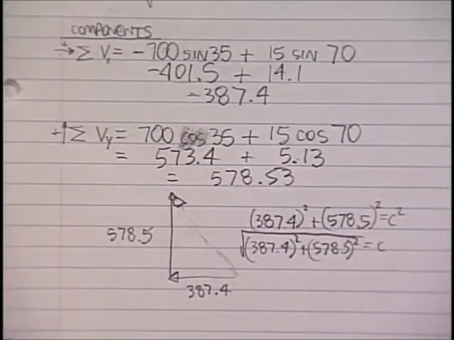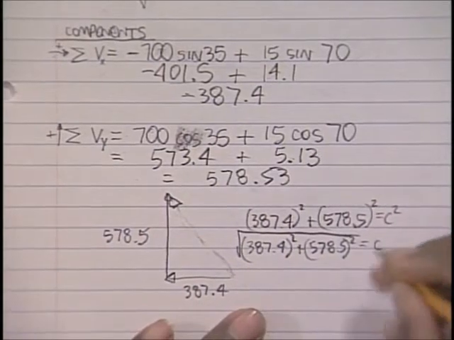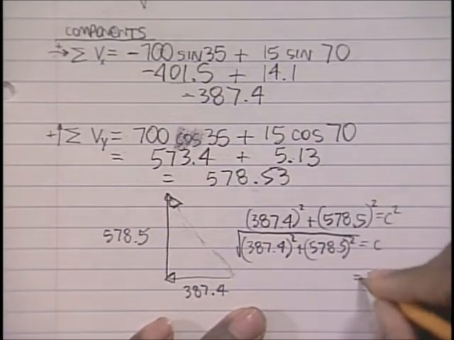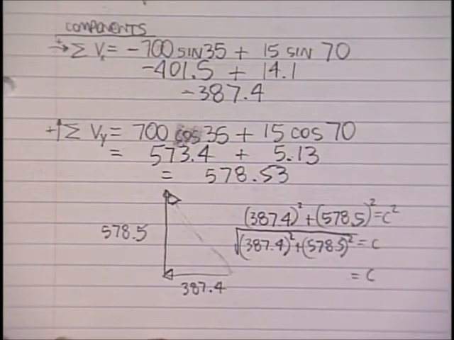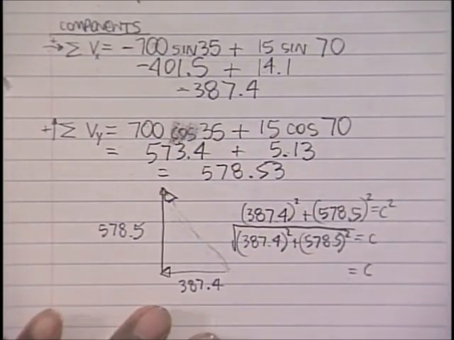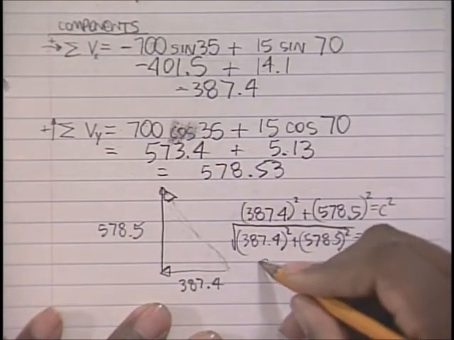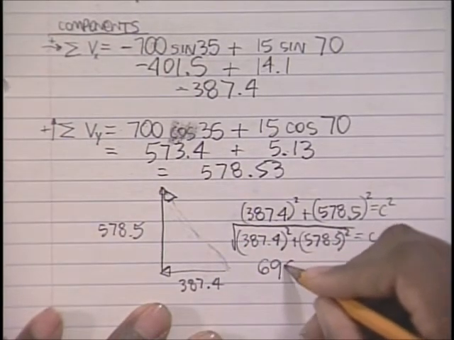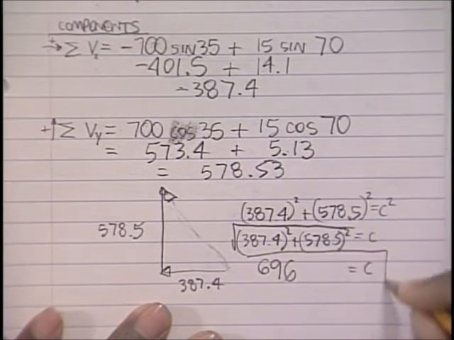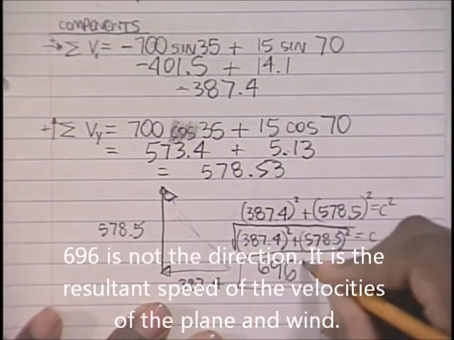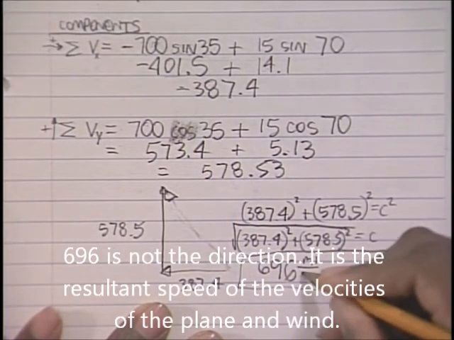I forgot my calculator. Square root, 696. So that is the resultant, 696 miles per hour.